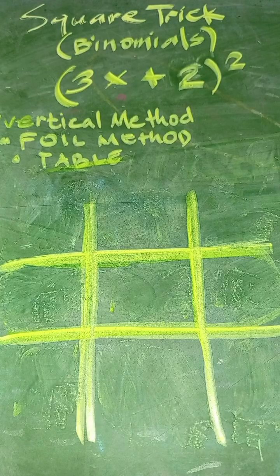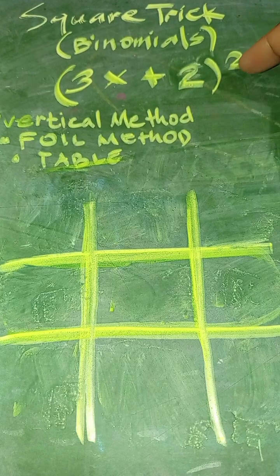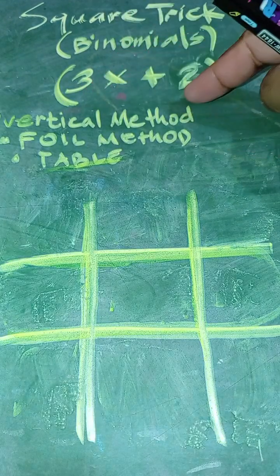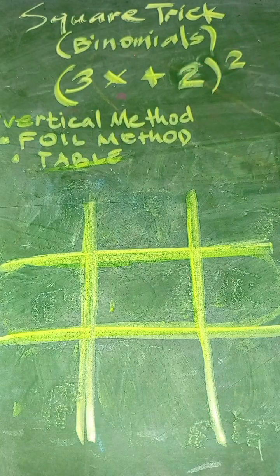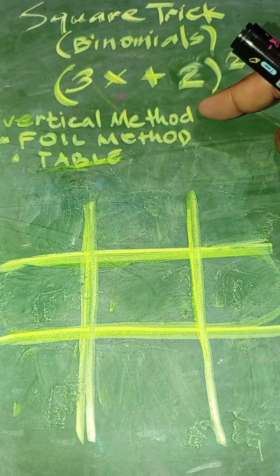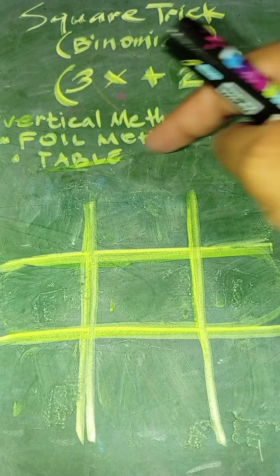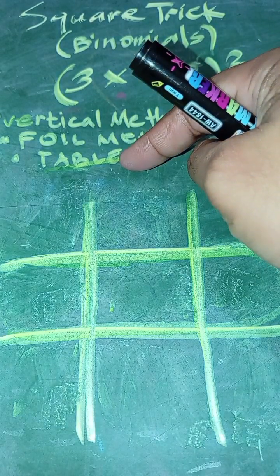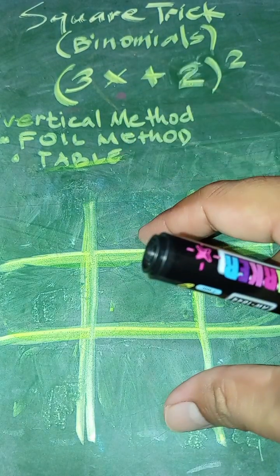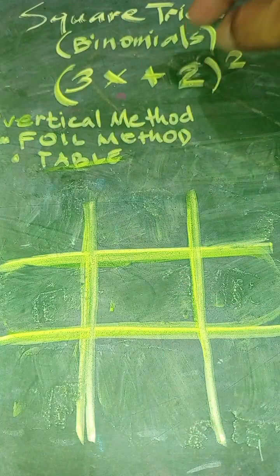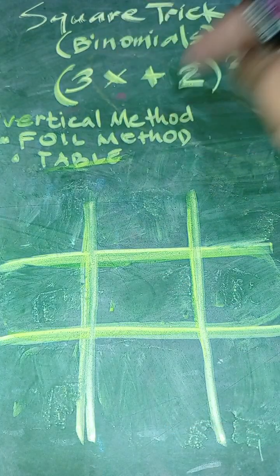Alright, so for today's video, we are going to get the square of the binomial 3x plus 2. Usually, we make use of the vertical method and FOIL method, but this time, we are going to use a table to get the square of this binomial.